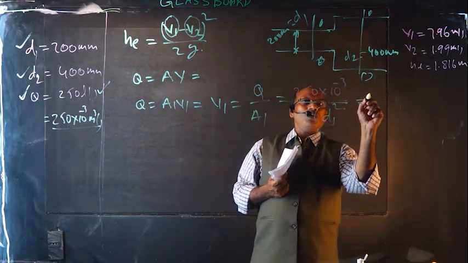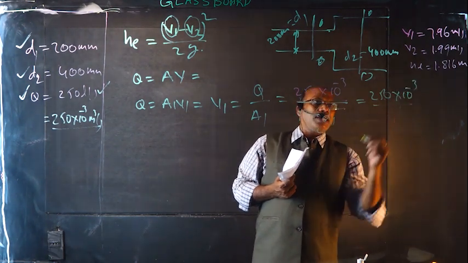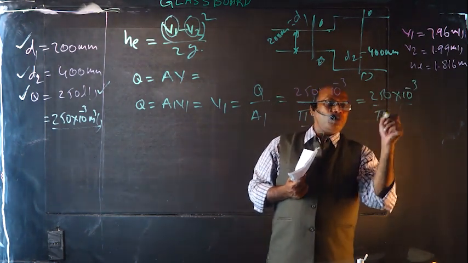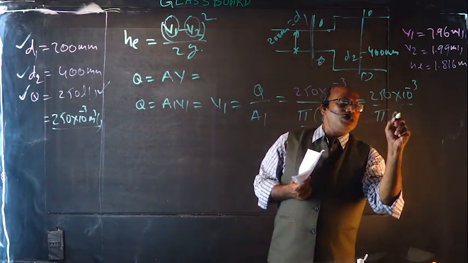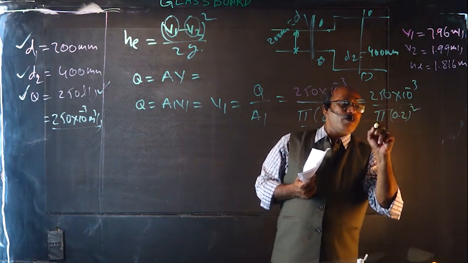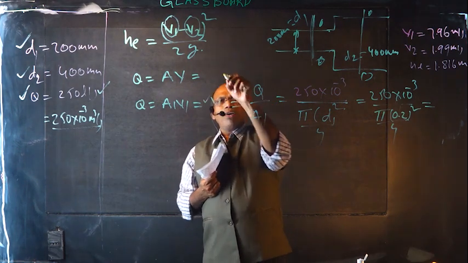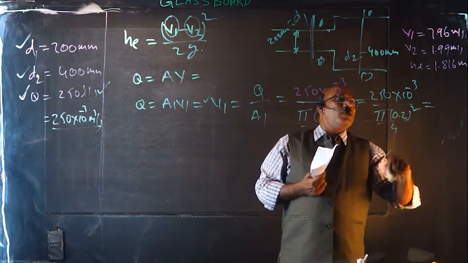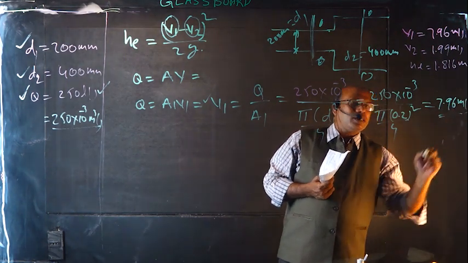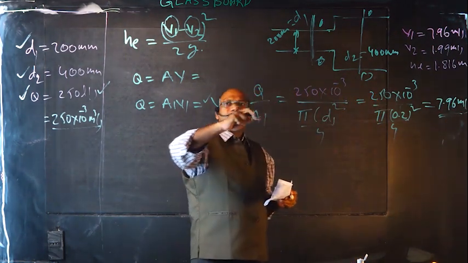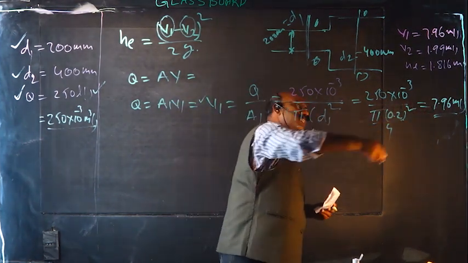This is equal to 250 into 10 power minus 3 divided by pi into, what is the diameter at section 1-1? 200 mm, that is equal to 0.2 meters, so square divided by 4. Then we have the velocity V1 at section 1-1, that is equal to 7.96 meter per second.